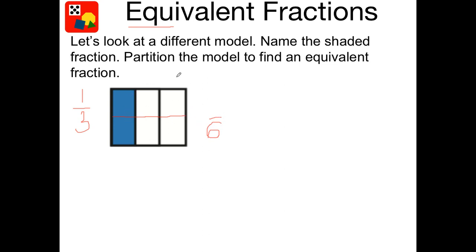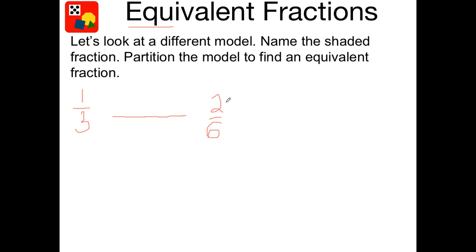And then how many are shaded? If it asks for shaded, name the shaded part. If it asks for non-shaded, name the non-shaded part. In this case, we're working with the shaded part. So now this model is representing 2/6. It's the same amount of shaded parts, but the fraction is different now, because the number of equal parts is different. So therefore, what can we say about 1/3 and 2/6? 1/3 is equivalent to 2/6.